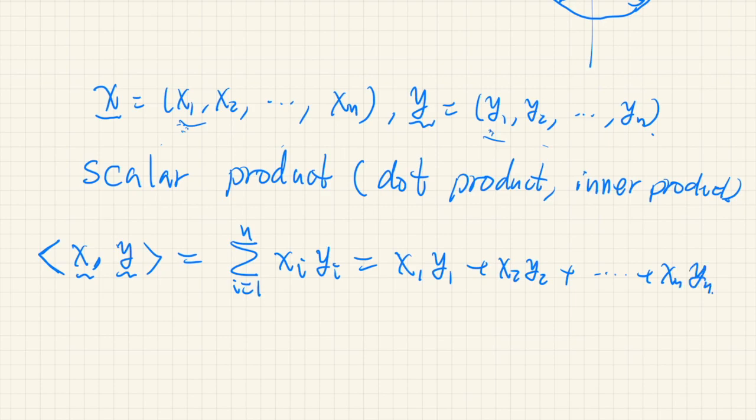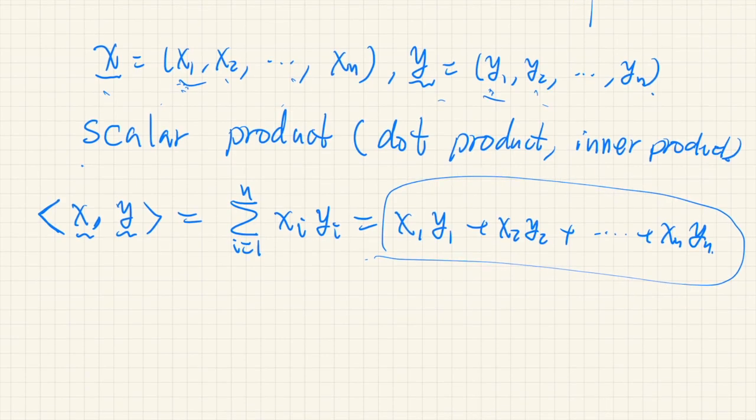So we multiply component-wise, element-wise, then take the sum of all these products. That's called the scalar product between these 2 vectors. Depending on textbooks, there are many different ways to write the scalar product. So in this lecture, we mainly use this one, but sometimes we use x dot y, okay?